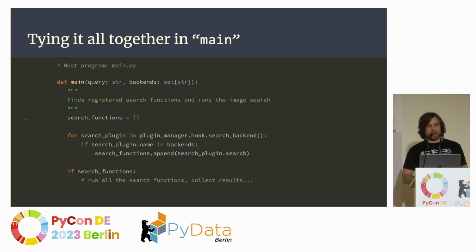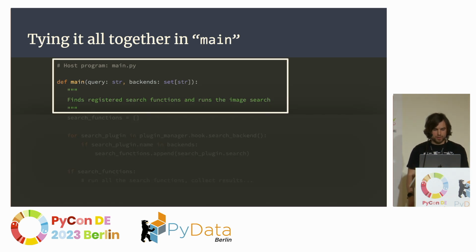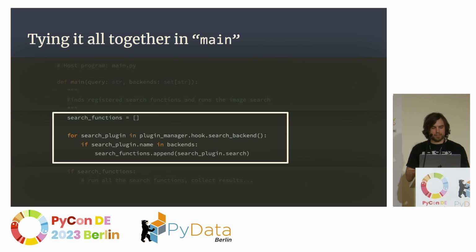Cool. And so now, finally, we can tie everything together and actually call this plugin hook. This is an example main function of how that might look. First, we have the main function accepting a search query and the search backends it might use. And then below, we're creating a list called search functions, where we will collect all of the different search functions that we want to run.